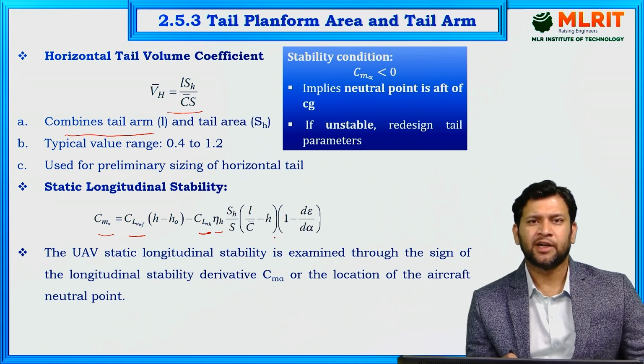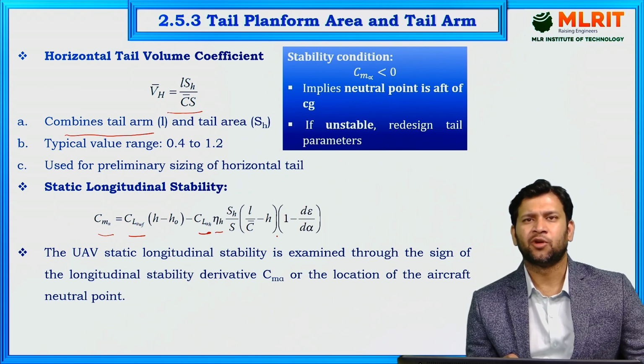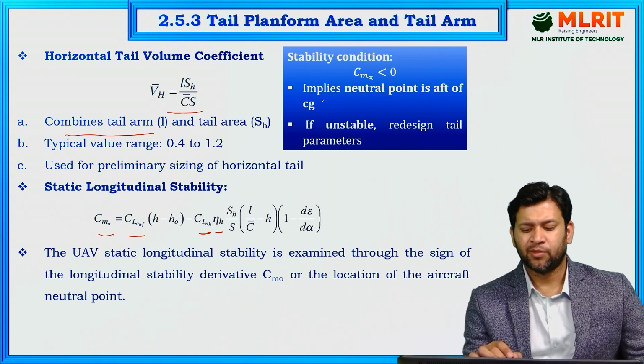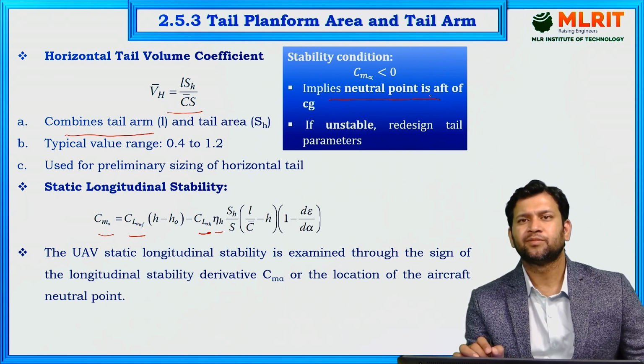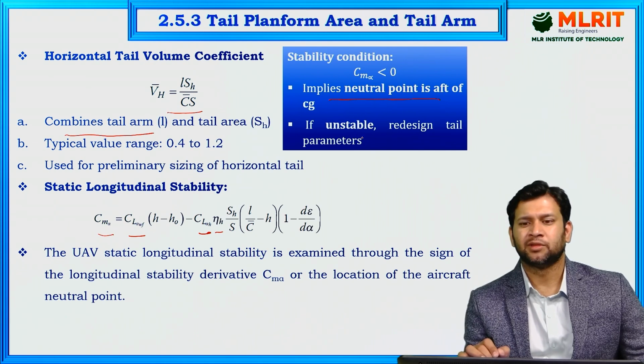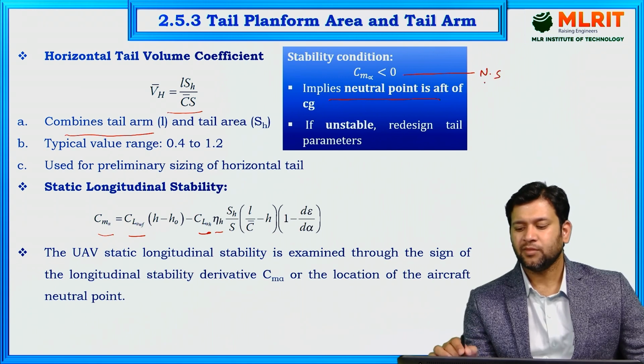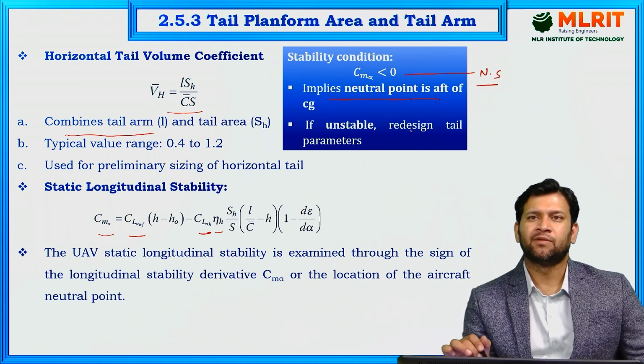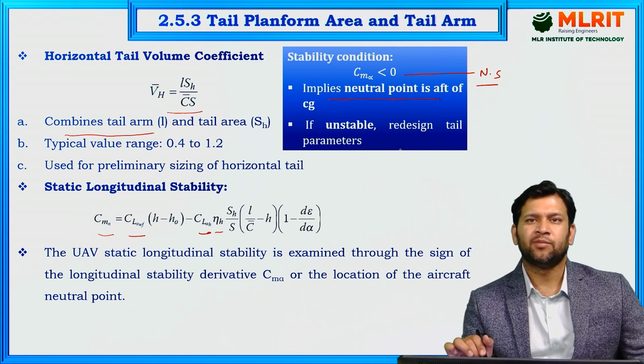The UAV static longitudinal stability is examined through the sign of the longitudinal stability derivative Cm alpha, or the location of the aircraft neutral point. If Cm alpha is less than 0, it implies the neutral point is aft of the CG. If this condition is not satisfied, and it is unstable, we have to redesign the tail design parameters.